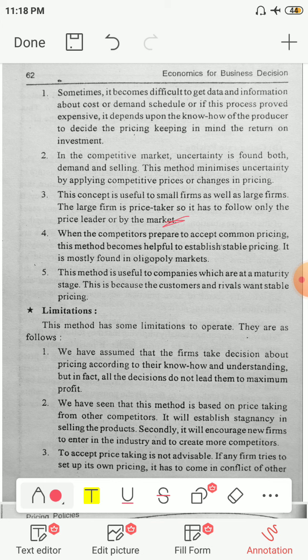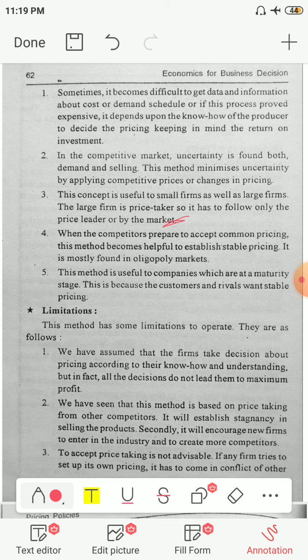Then this method is useful to companies which are at maturity stage. This is because the customers and rivals want stable pricing. You know the product life cycle, 5 stages are there: introduction, growth, maturity and saturation. And maturity is a period where the market is quite stable, quite aware about the product, and now they want stability. In introduction, the product is new. After growth, the companies want more profit, that is why price is changing. But now maturity is a phase where the consumer who want to purchase it have already purchased it, and now their demand is only for replacement.